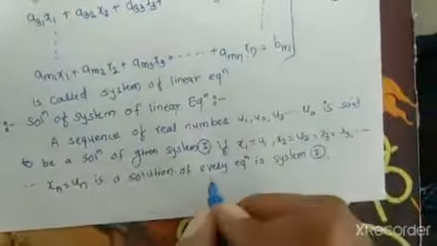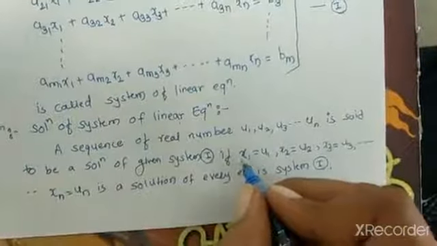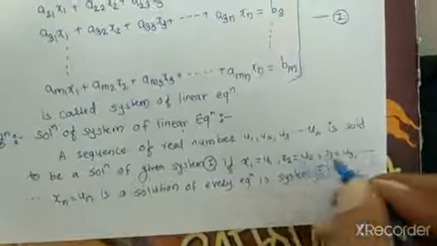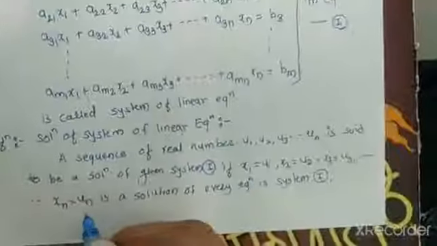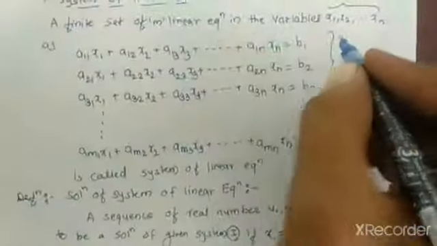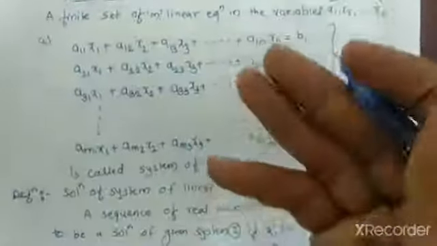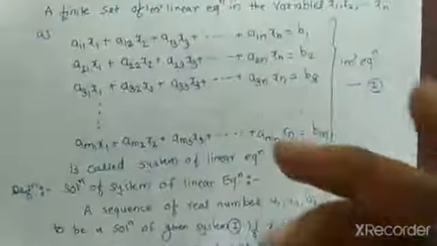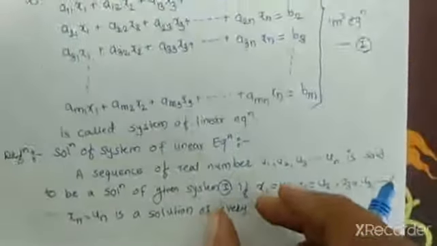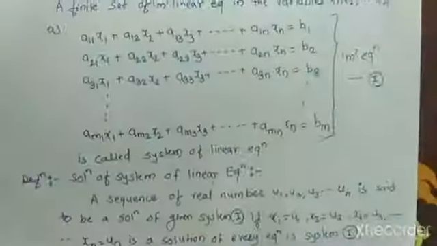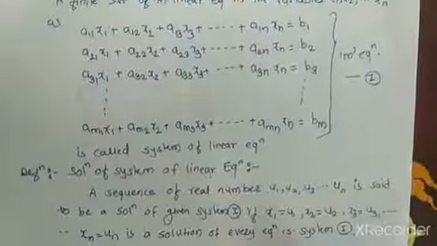Now here, solution of every equation in system means what? If we put the values x1 is equal to u1, x2 is equal to u2, x3 is equal to u3, xn is equal to un in this system, if it verifies left side and right side, that is, both sides should be equal, if it satisfies, then this will be the solution of the given system 1. If it is not satisfied, then it will not be a solution of the given system.